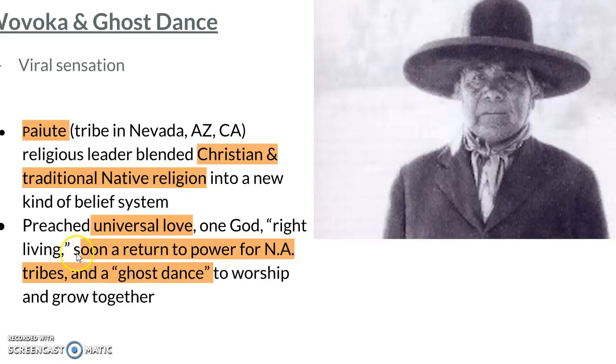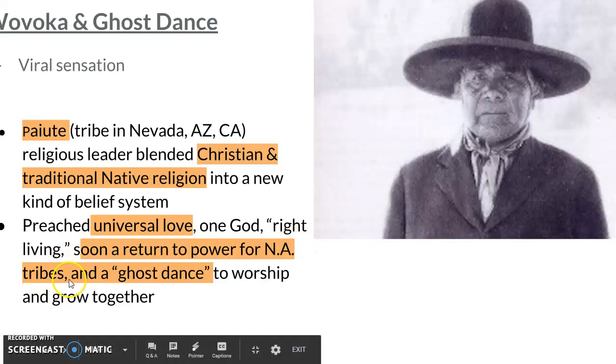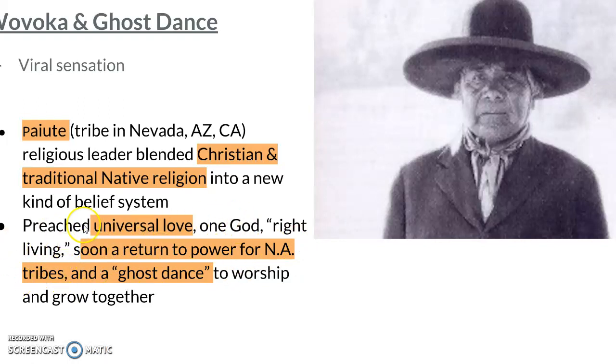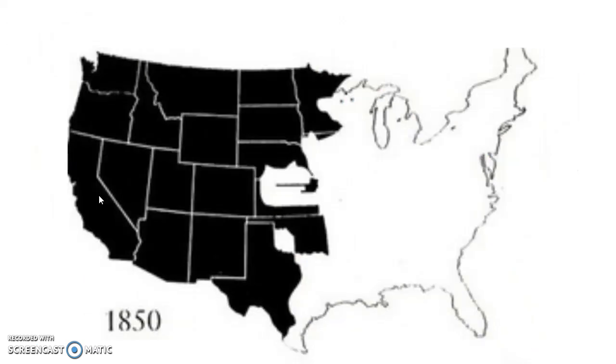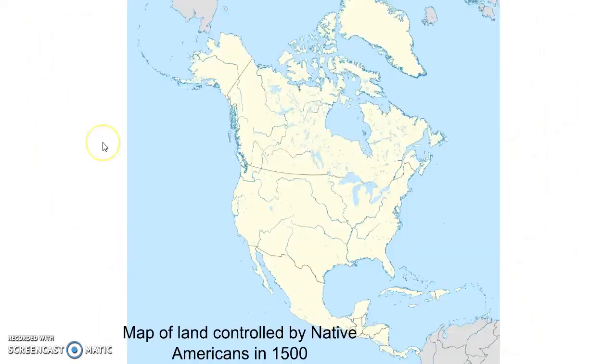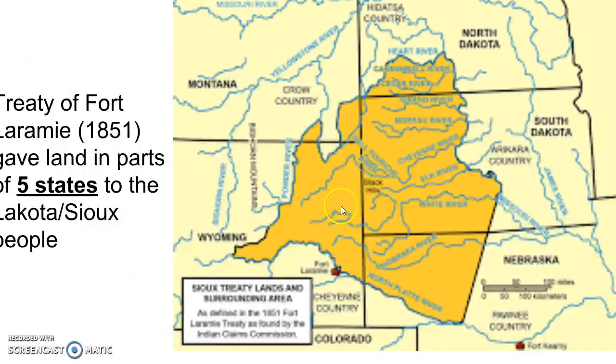He was preaching this idea that soon there would be a return to power for Native American tribes. That if Native Americans continued to do the right thing, they would return to the time when the map looked a lot more powerful for Native Americans. Even back to this, perhaps.